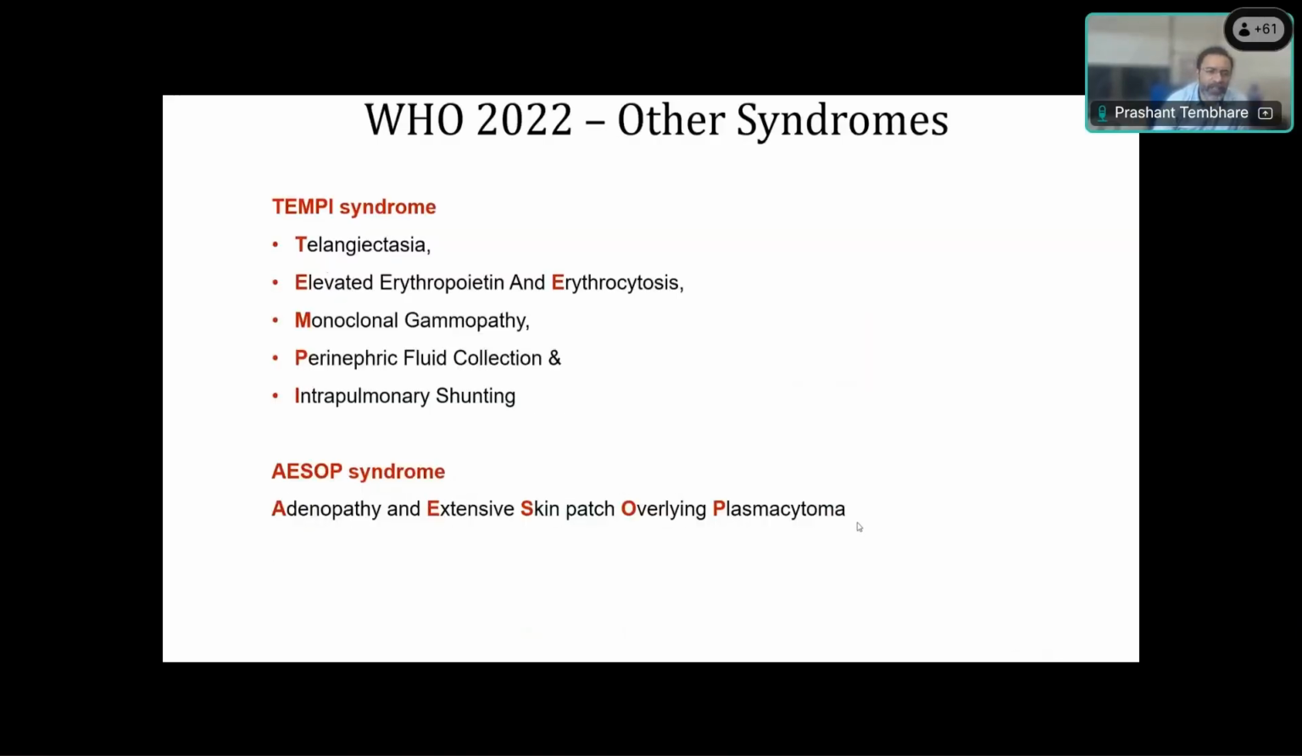There is another syndrome which I have not seen, called TEMPI syndrome, which includes telangiectasia, elevated erythropoietin, erythrocytosis, monoclonal gammopathy, perinephric fluid collection, and intrapulmonary shunting. One more syndrome, which WHO has described and is very rare, is called AESOP syndrome, that is adenopathy and extensive skin patch overlying plasmacytoma. So these are a few syndromes. POEMS is the most common, while TEMPI is rare and AESOP syndrome is very rare.